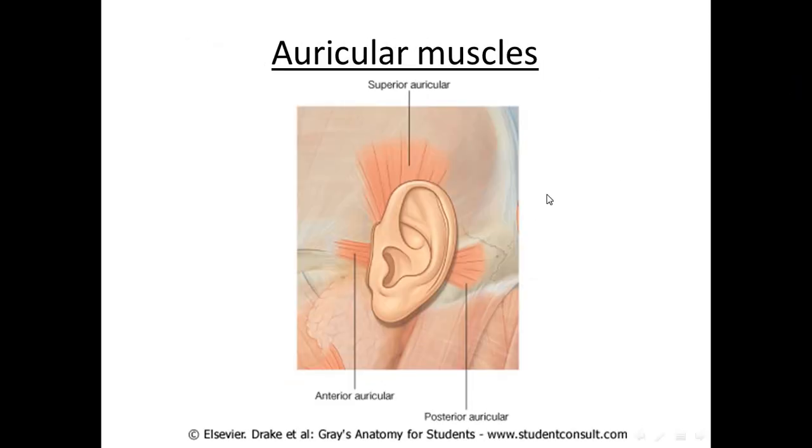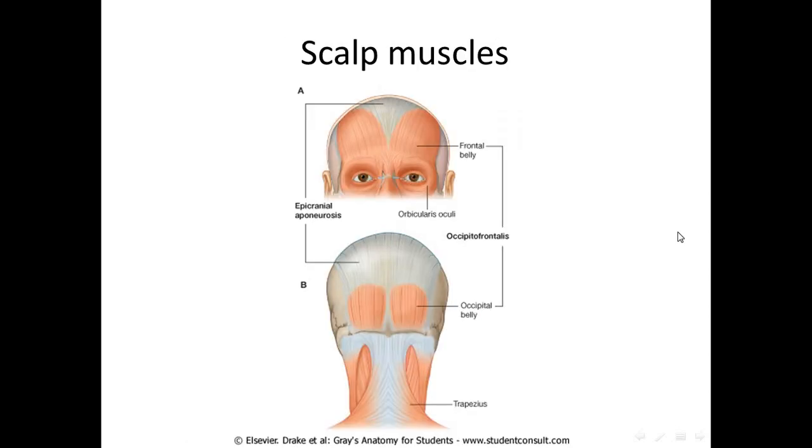Sorry, we still have this group, which is the auricular muscles, but these are easy to remember. We have superior, anterior, and posterior auricular muscles. Then the scalp muscles are the occipitofrontalis. We have two occipitofrontalis, one on each side. Each has an anterior belly, which is the frontal belly, and a posterior belly, which is the occipital belly. These two bellies are connected at the top of the scalp by the epicranial aponeurosis.